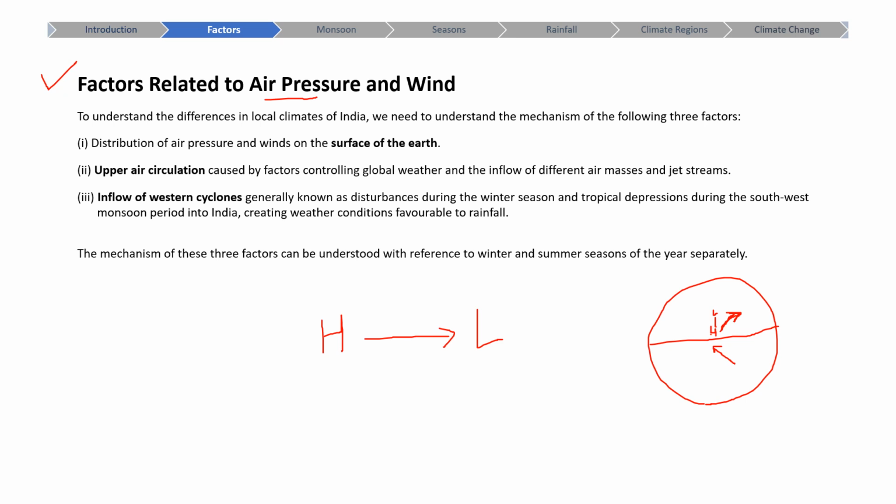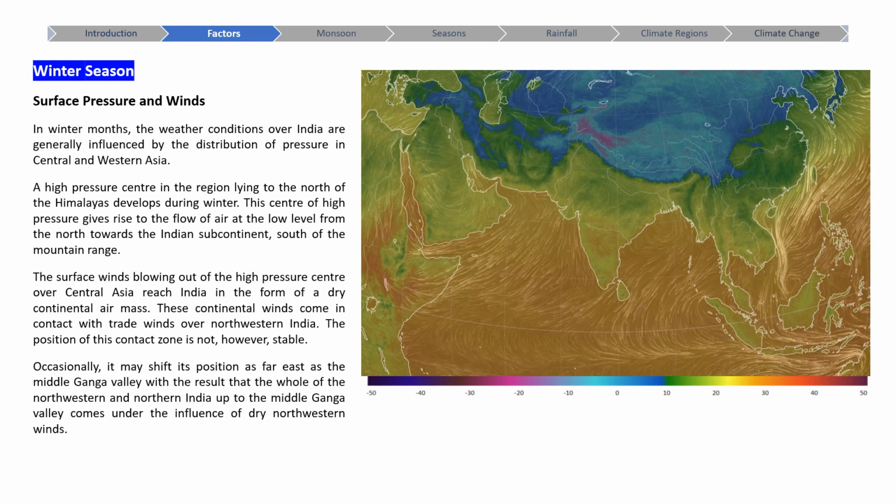At the surface of the earth we will talk about upper air circulation, and we will talk about the western cyclones and the tropical depressions. Surface winds and pressure change season to season. During winter time, surface pressure and winds are totally different from the summer season. So surface winds and pressure we will discuss season-wise here, as we are talking about the factors.